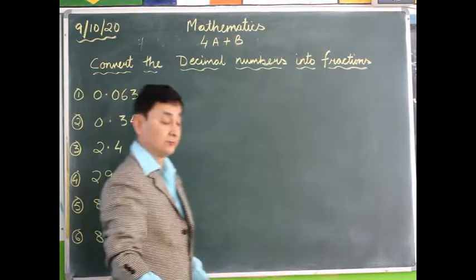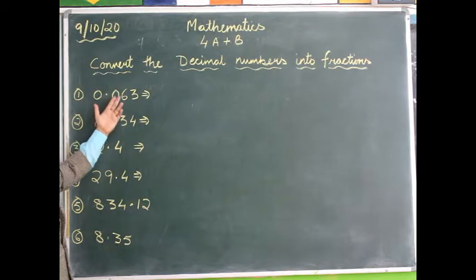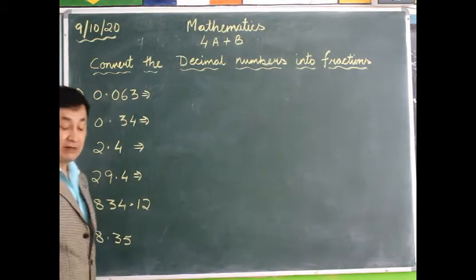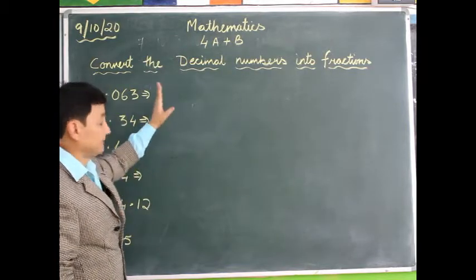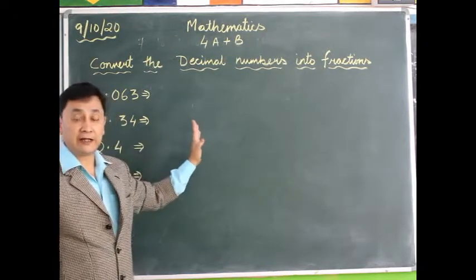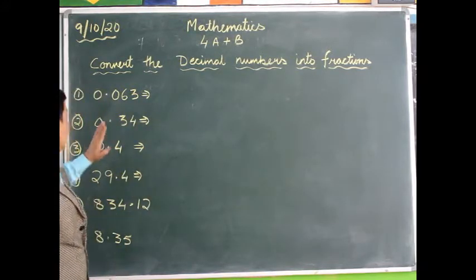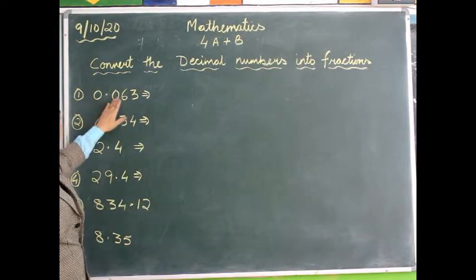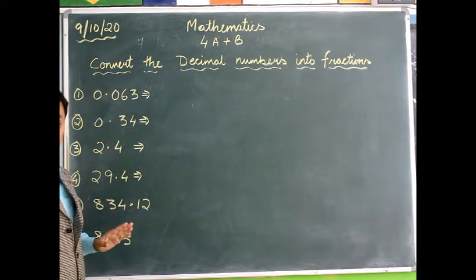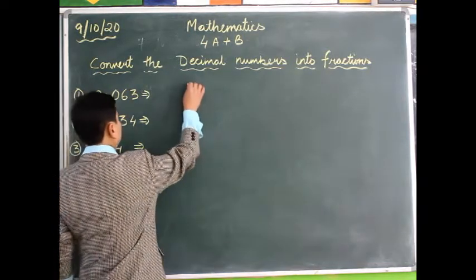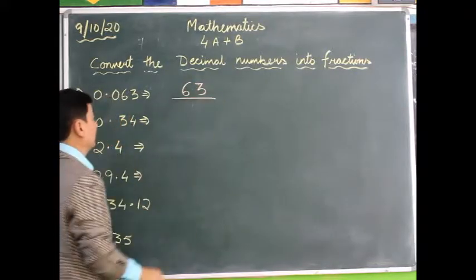Are we ready? Okay, now we have to convert this into a fraction: 0.063. And after we convert, we must look and see if it's a proper fraction or an improper fraction. So let's start. We see 0.063. Now 0 doesn't have a value here, so we write 63 only. Upon, put your finger on the point.